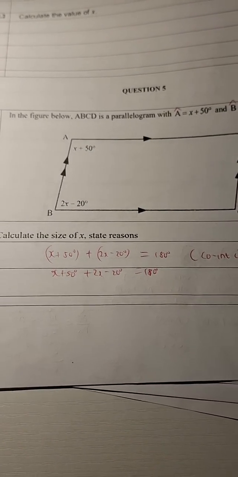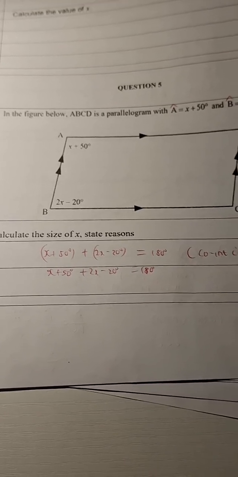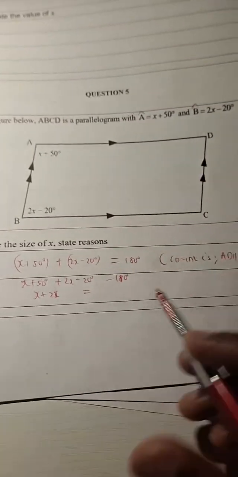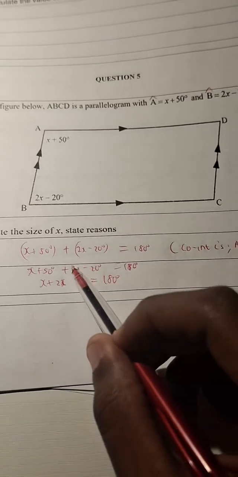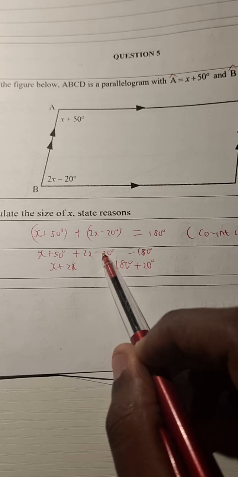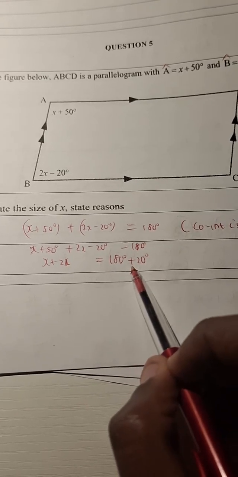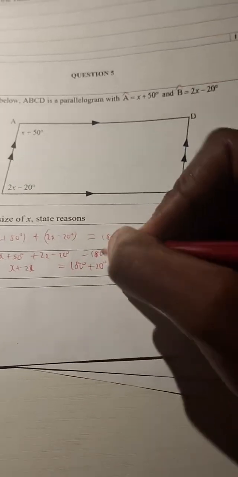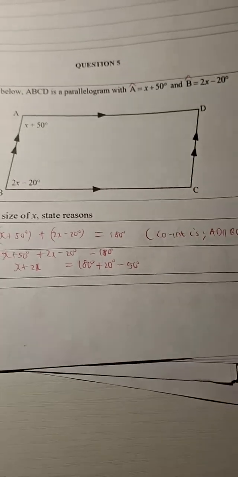We make sure that the x's are together and the numbers are together. So x plus 2x, then we transpose everything else. 180 is joined by who? Negative 20, which obviously when it crosses over, changes. When you cross over, you change. Negative 20 becomes plus 20. Plus 50 becomes negative 50.